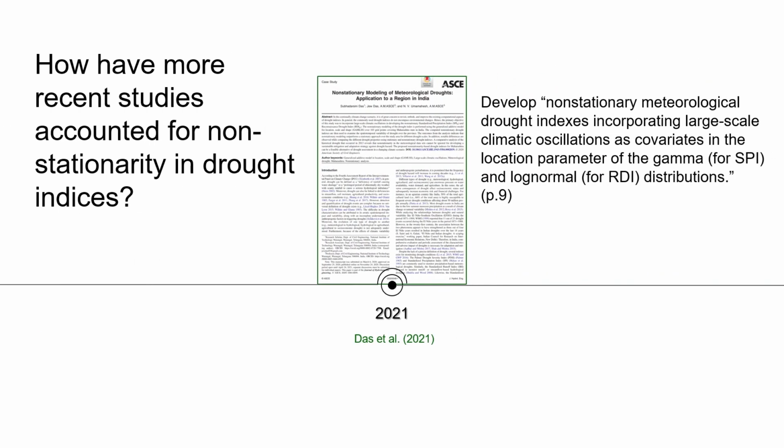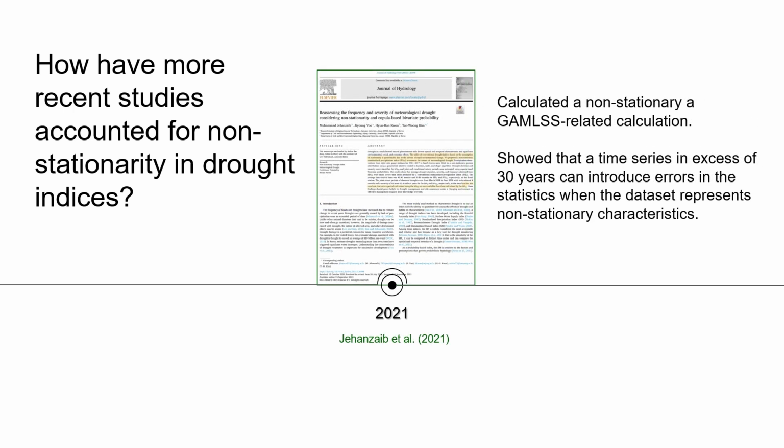Das et al. 2021 developed a non-stationary meteorological drought index incorporating large-scale climate oscillations as covariates in the gamma and log normal distributions. J. Hanzabe et al. 2021 also used the Gammels method to address non-stationarity and showed that time series in excess of 30 years can introduce errors into the statistics.